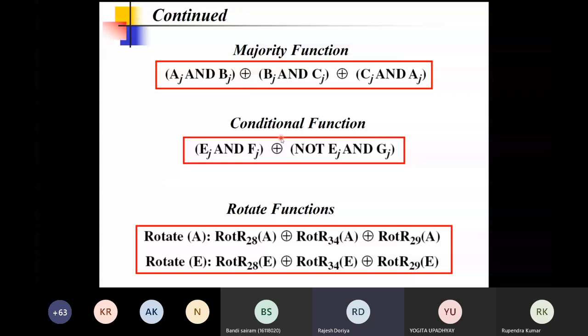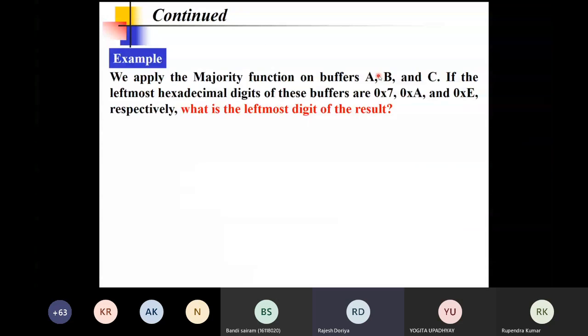Now, let's say we have three buffers A, B, and C, and the leftmost hexadecimal digits of these buffers are 7, A, and E respectively. You need to calculate the leftmost digit of the result. First you need to convert them into equivalent binary numbers. Then whatever they are, those will be your A, B, and C. Then you need to apply the majority function and let me know the leftmost digit of the result.